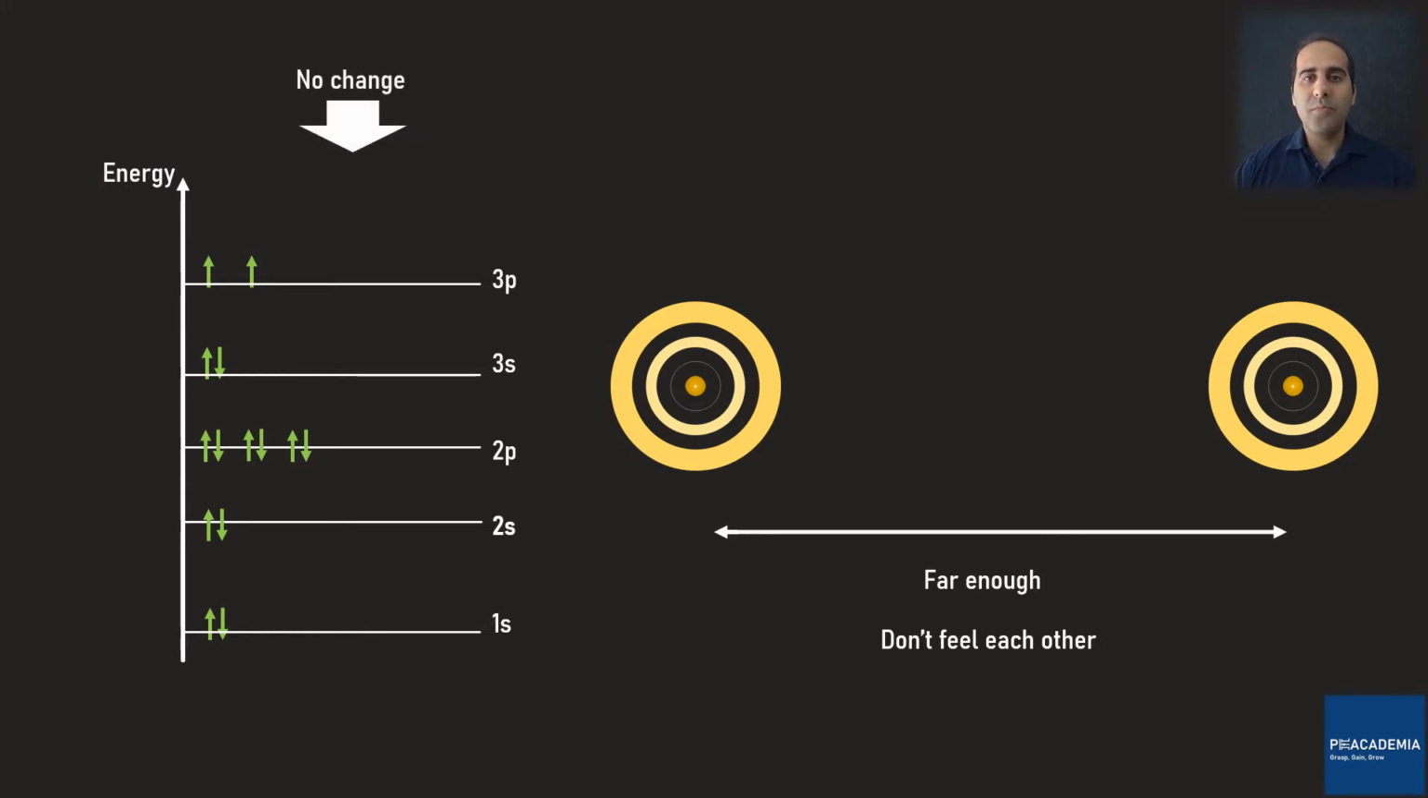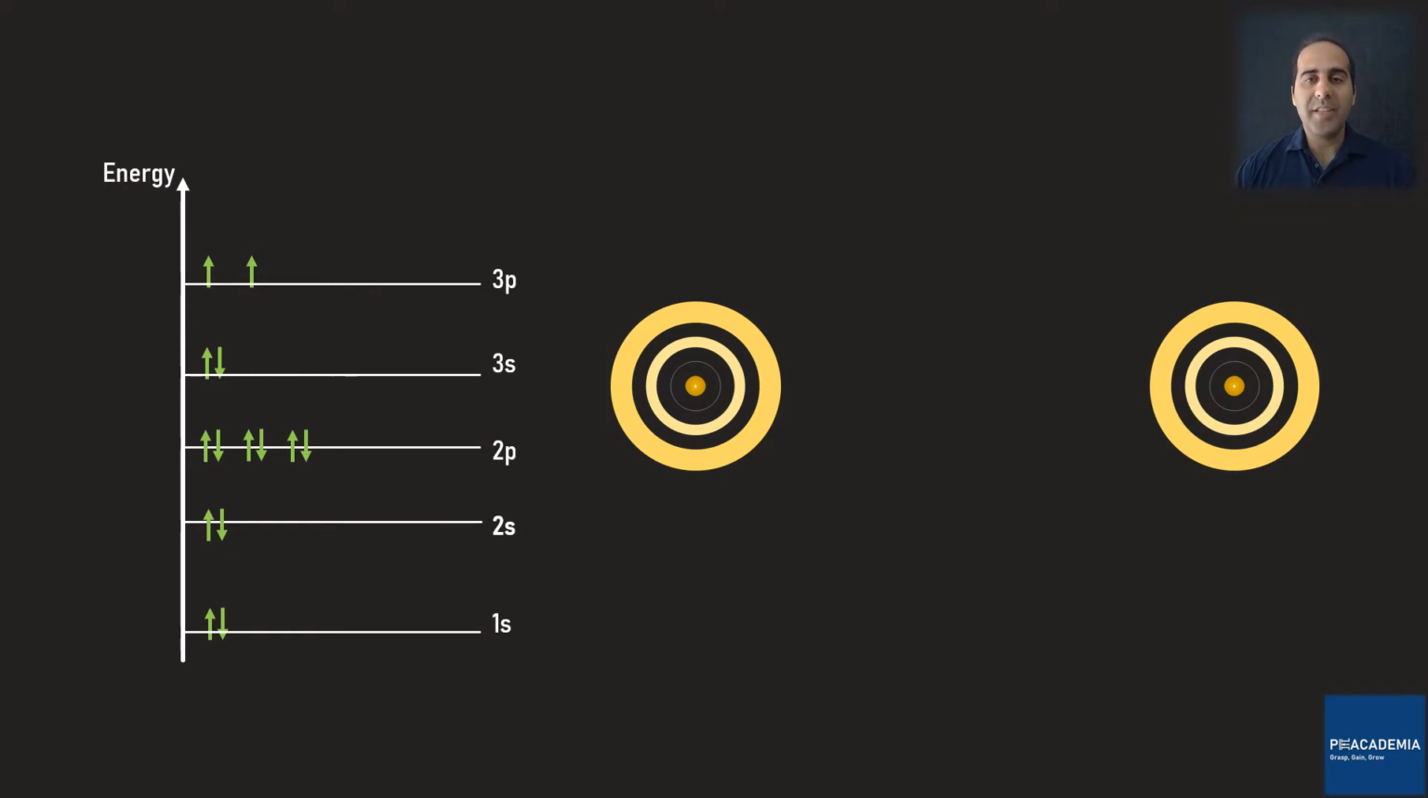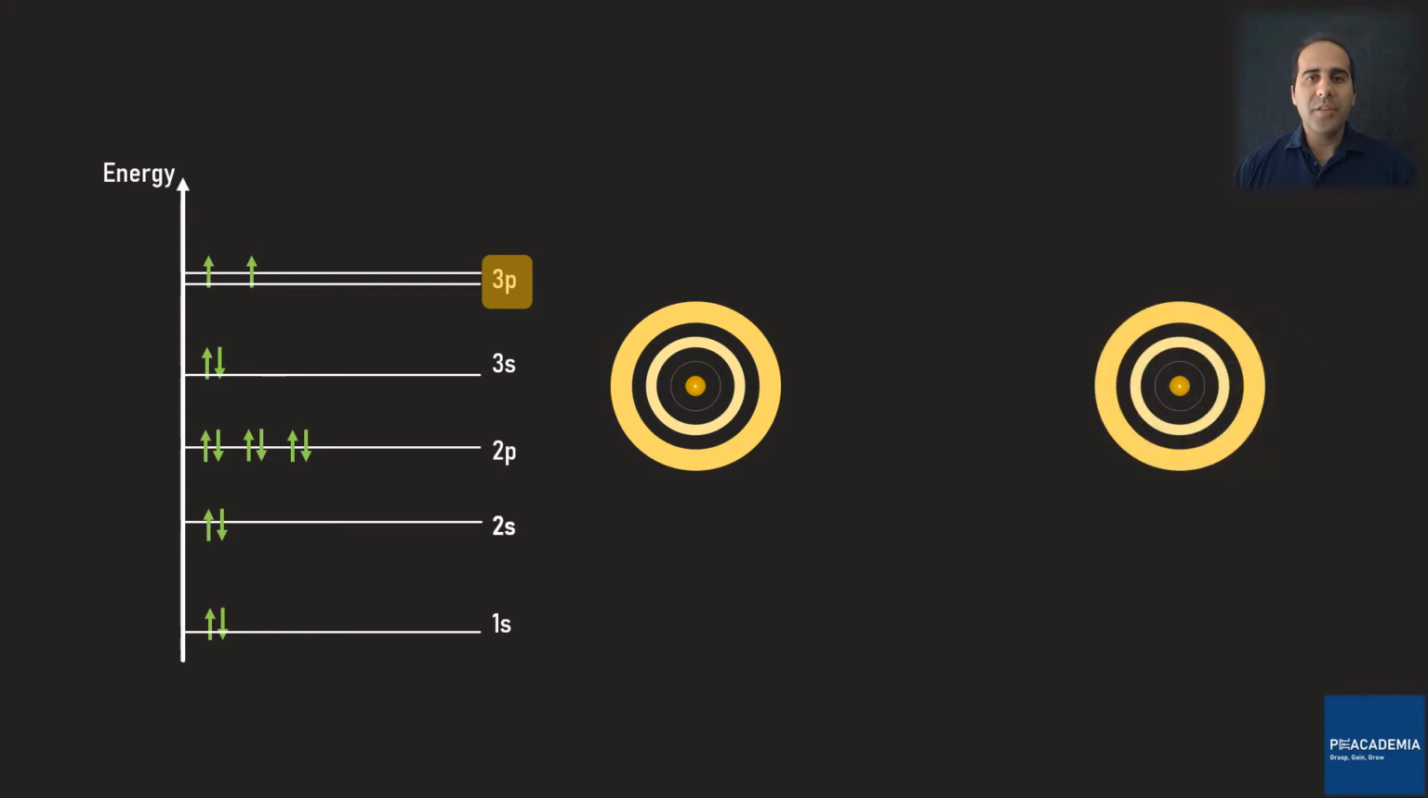If the second atom moves closer to the first atom, at a certain point, the last sublevels start to feel each other. According to Pauli's exclusion principle, no two electrons have the same 4 quantum numbers. To comply with Pauli's exclusion principle, the 3p sublevel of the silicon atoms splits into 2. Now, if the second atom moves closer, the 3s sublevel splits into 2.